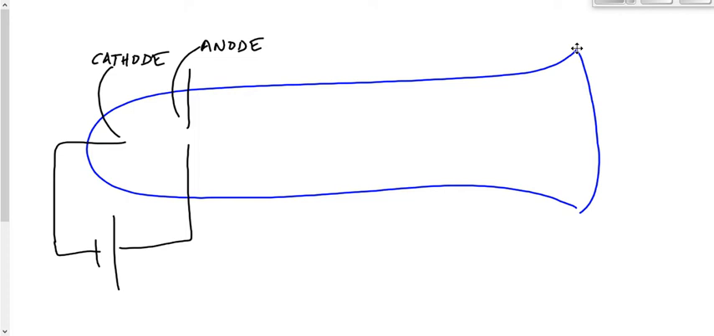Now that anode, or the positive electrode, had a hole in it, so that when we fired this thing up, this mysterious ray of whatever, that Thomson and people around that time called cathode rays, left the cathode, went toward the anode, went through a little hole in the anode, and then went over here and struck the screen.